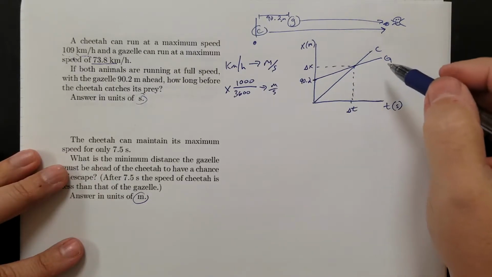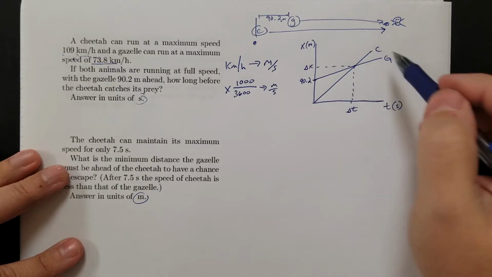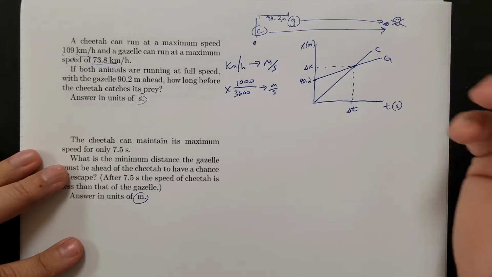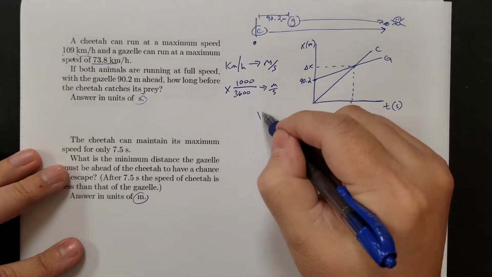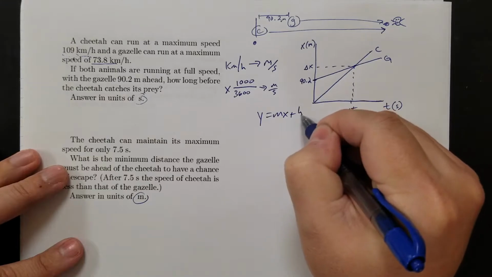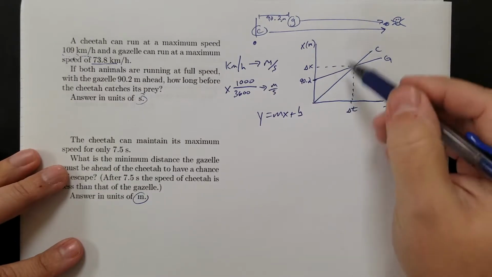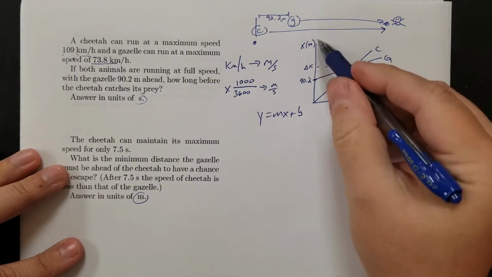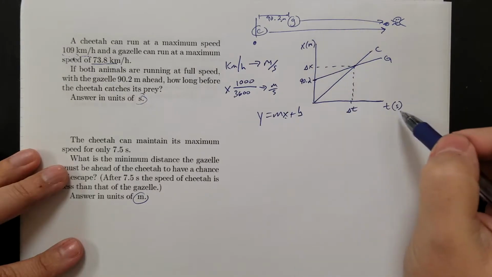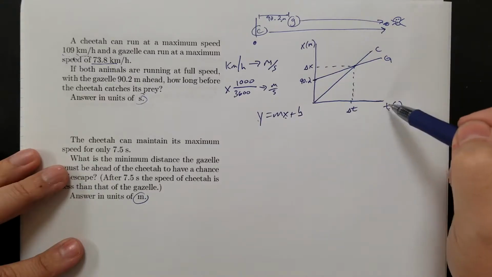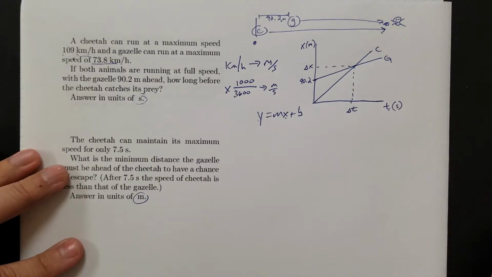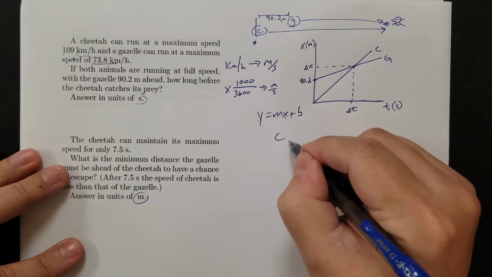So I basically have to take some equation and figure out the time for these two. So what I'm going to do is write the equation for both of these lines, in the form of y equals mx plus b, because these are linear slopes, right? So y is displacement, x is time, m is the slope, b is the y-intercept, right?